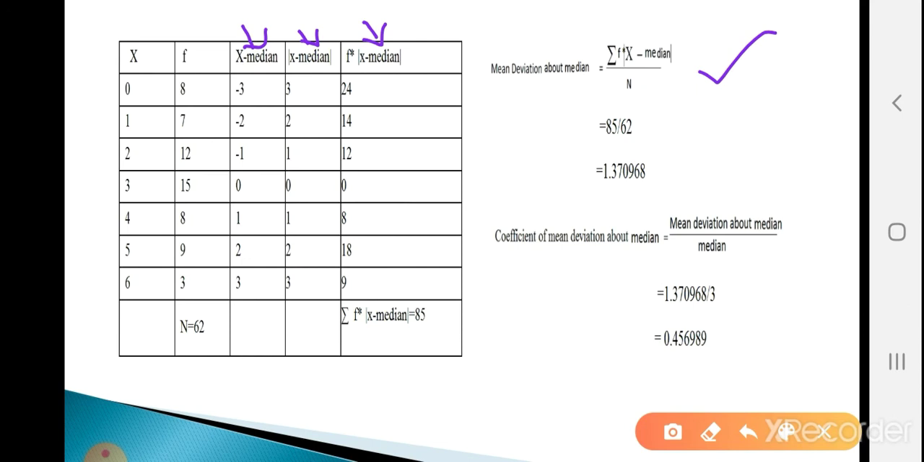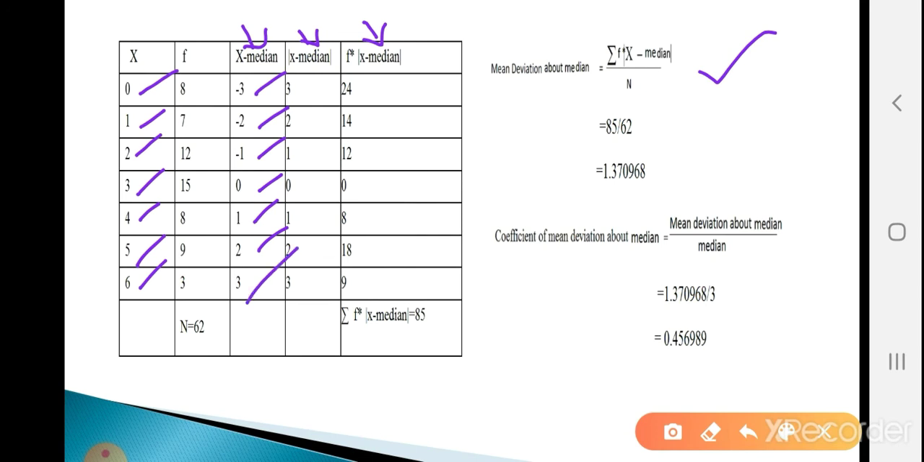Here the median value is 3. So subtract 3 from each value of x. So the first value of x is 0. So 0 minus 3, that is minus 3. Then 1 minus 3, that is minus 2. 2 minus 3, that is minus 1. 3 minus 3, that is 0. 4 minus 3, that is 1. 5 minus 3, that is 2. And 6 minus 3, that is 3.